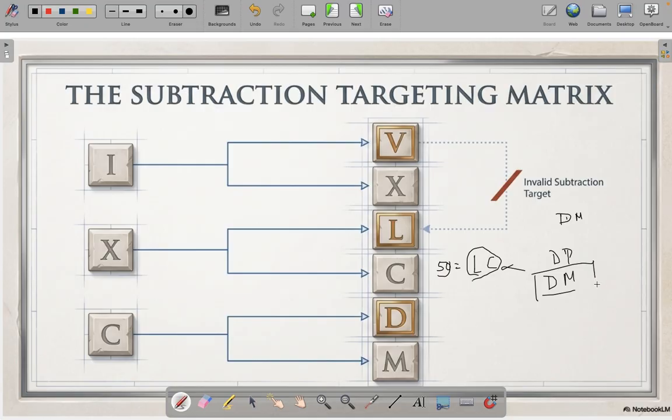Let's talk about this DM. M is 1000, D is 500. If you write DM, it is equal to 500, but 500 we already know is equal to D. So there is no point in subtracting D from any number. Similarly, there's no point in subtracting L from any number. There's no point in subtracting V from any number.